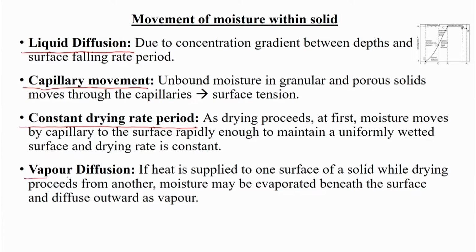And the fourth mechanism is vapor diffusion. If heat is supplied to one surface of a solid while drying proceeds from another surface, then moisture may be evaporated beneath the surface and diffuse outward as vapor. That is called vapor diffusion. So on one side we are supplying heat, and from the other side the vapor will be coming out.